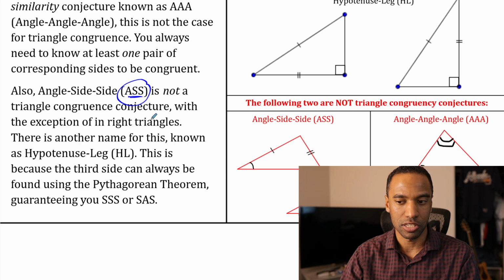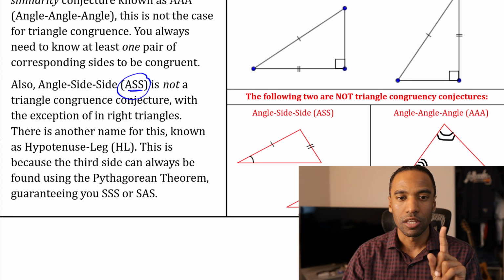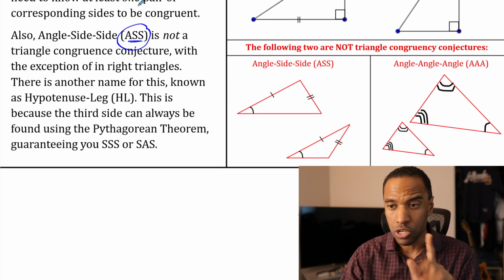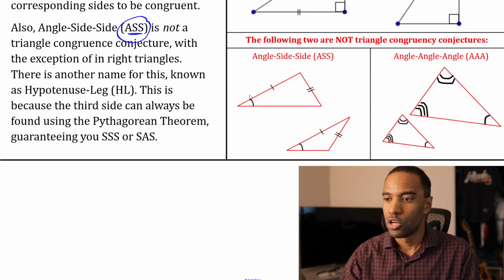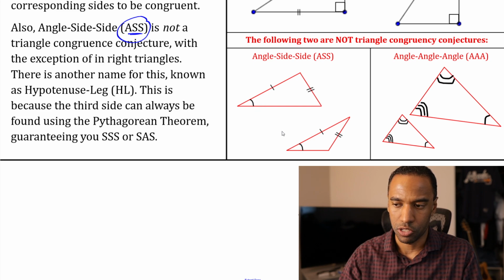Now, there's another part that says with the exception of right triangles. We'll get into that. Let me show you an example of side, side, angle, guys. And you'll notice that this actually is side, side, angle, like for show. Notice how these 2 angles are congruent in these 2 triangles.